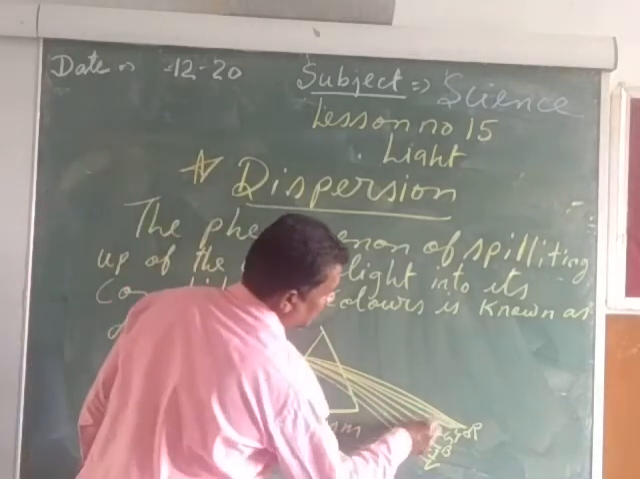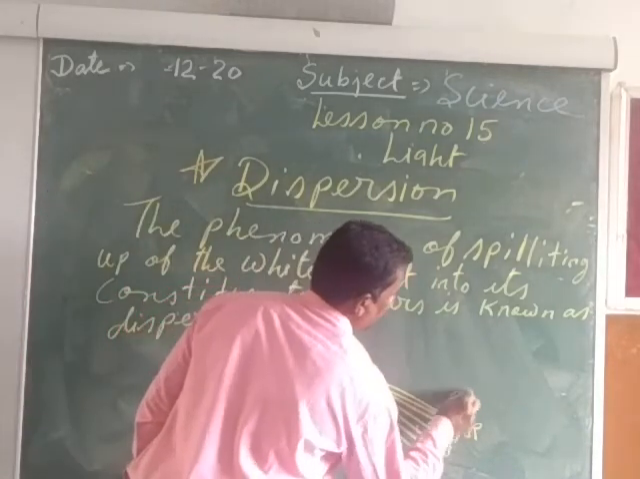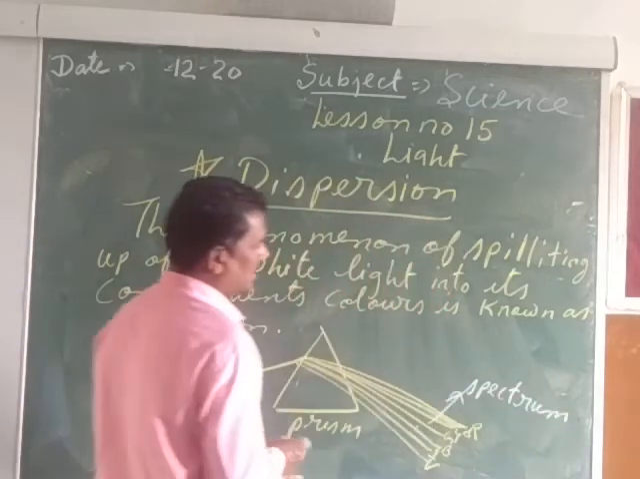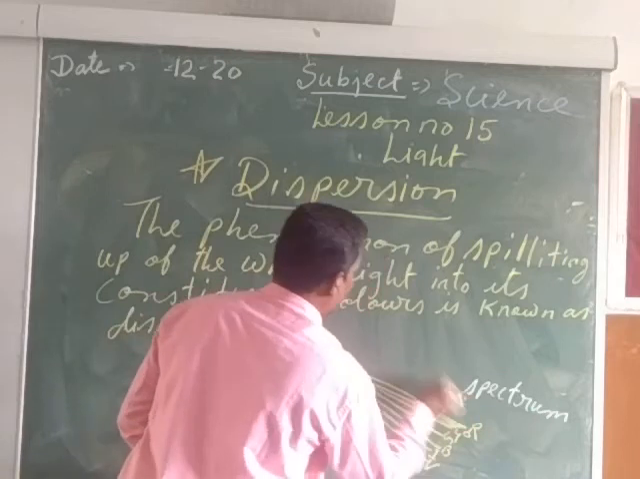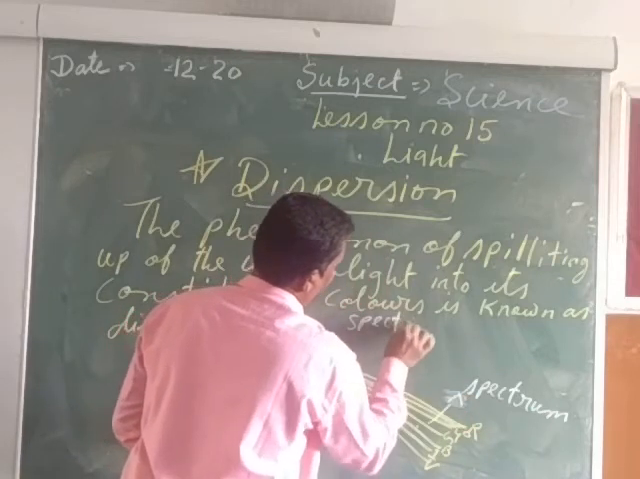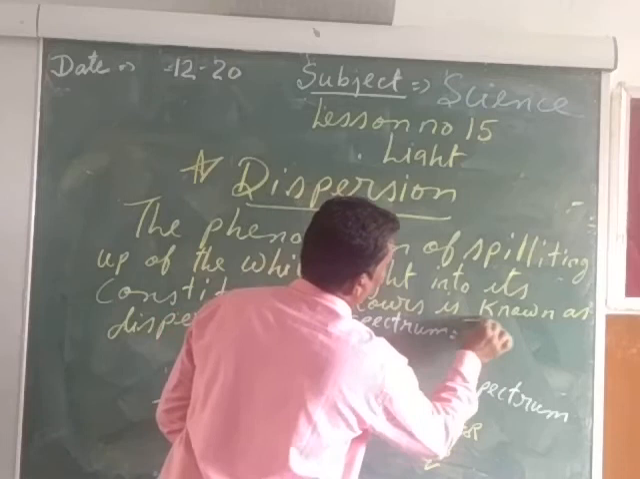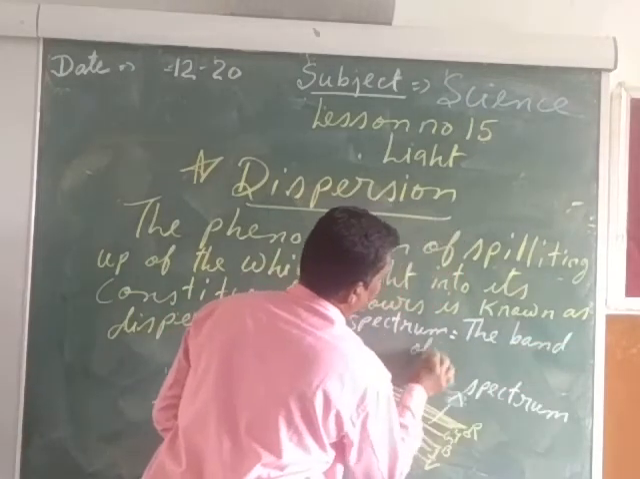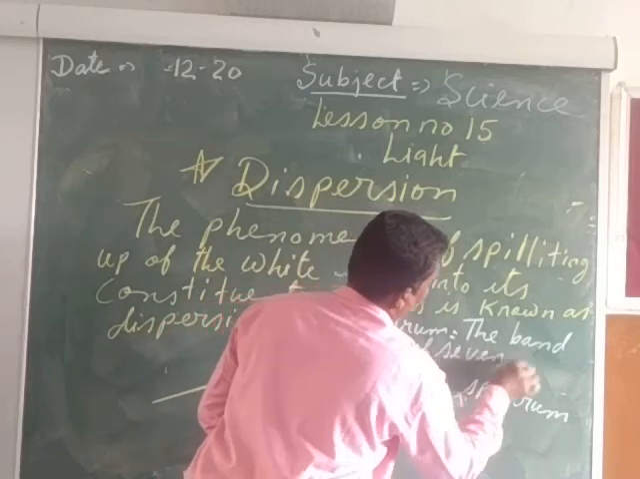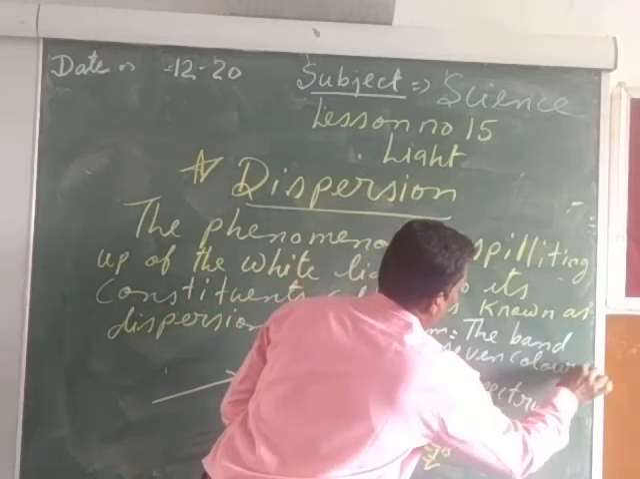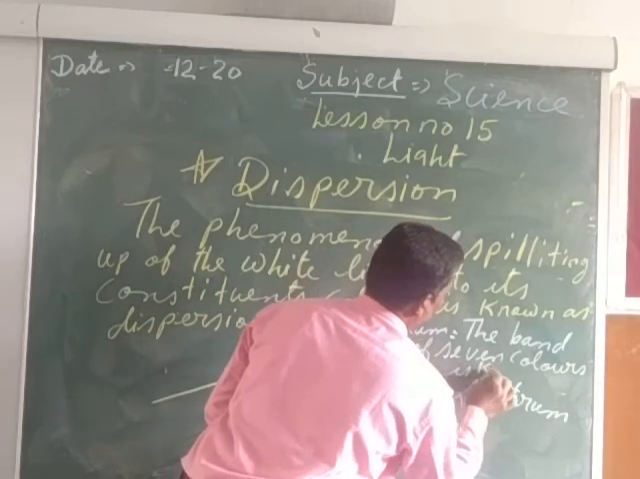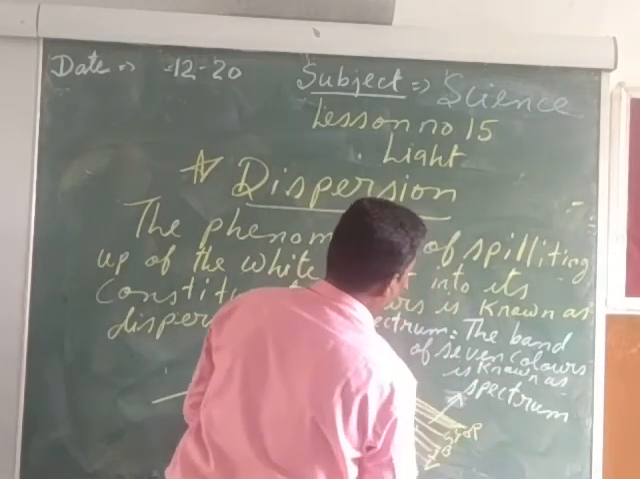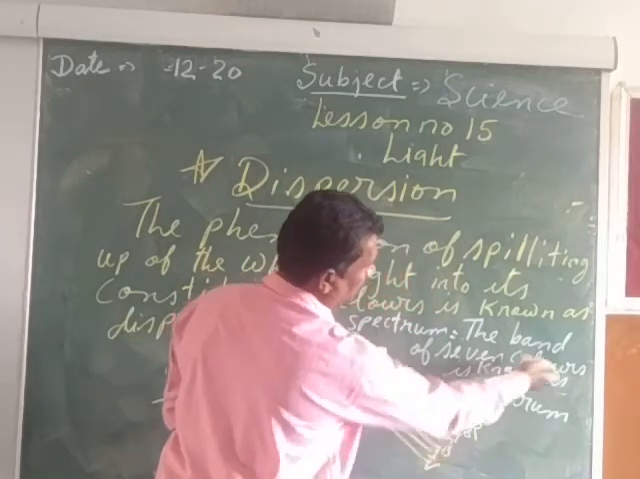Now can you see this band? This band is called the spectrum. The band of 7 colors is known as the spectrum.